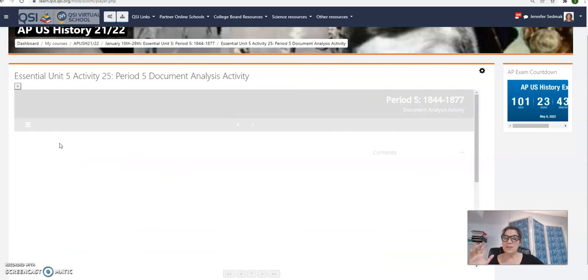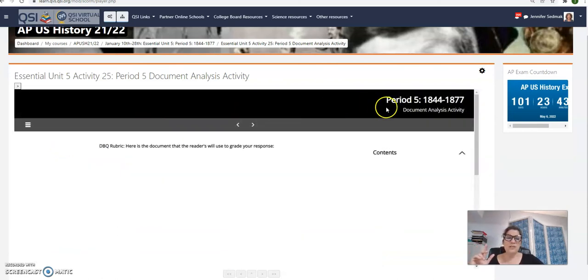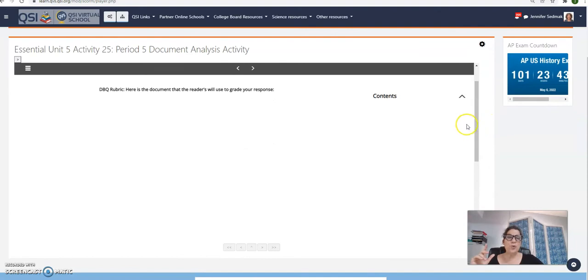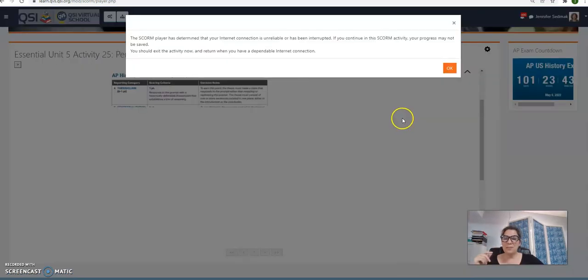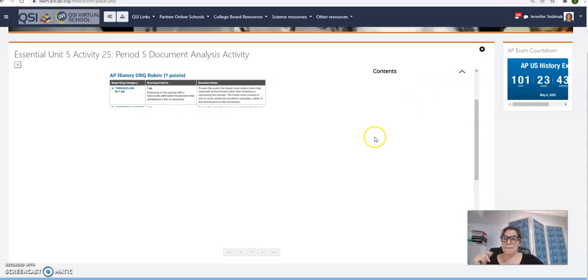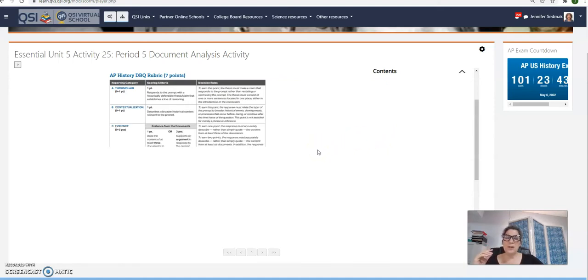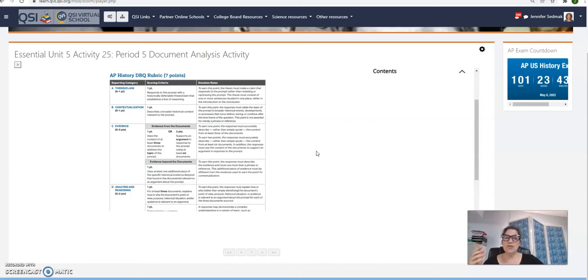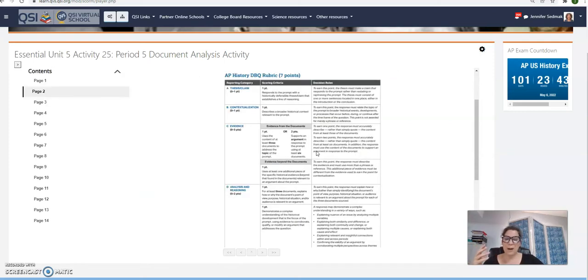Then go on to the next page. This page is hugely important. It is the rubric that I will use and the readers will use in grading your response. It'll pop up there in a minute. It's important for you to be familiar with all parts of the rubric so that you can achieve the highest score possible.